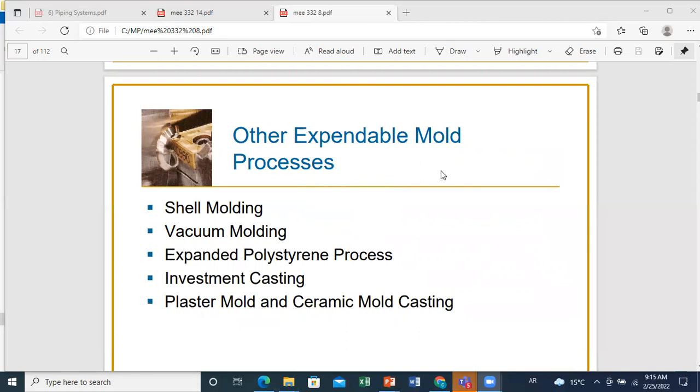So now we'll talk about other expendable mold processes. Already sand casting is one of the expendable mold processes, but we have a lot of other techniques that are expendable. Whenever we say expendable, this means that each time we produce a cast, we need to destroy the mold. We have several types of expendable mold processes: shell molding, vacuum molding, expanded polystyrene process, investment casting, and plaster mold and ceramic mold casting. We can go over all of these in detail now.